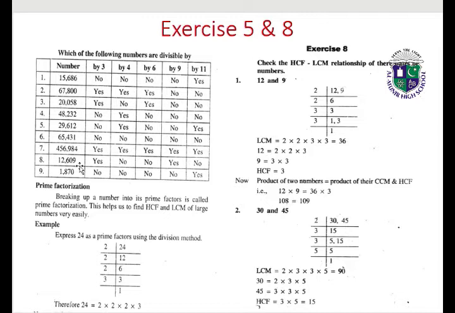12,609 is divisible by 3. 3 sixes are 12, 3 twos are 6, 0, 3 threes are 9. Yes.